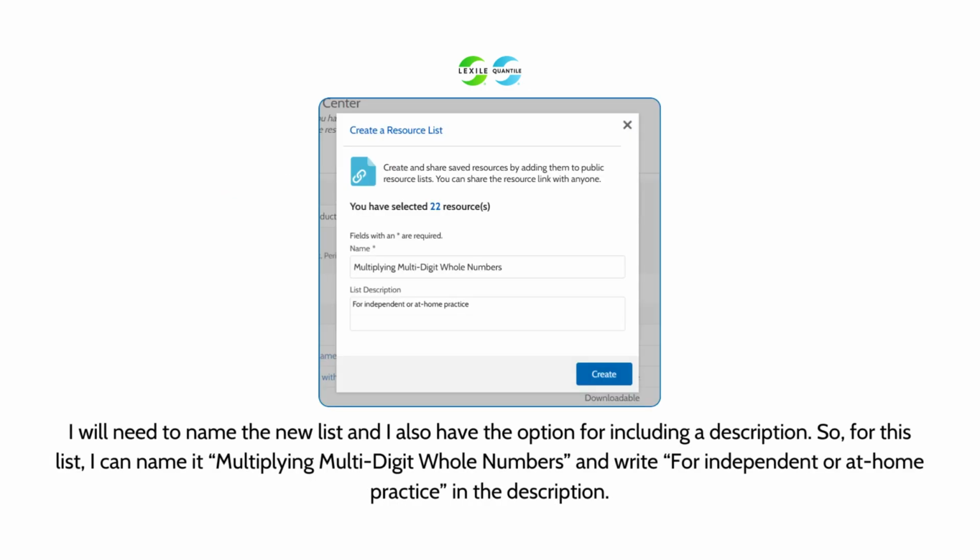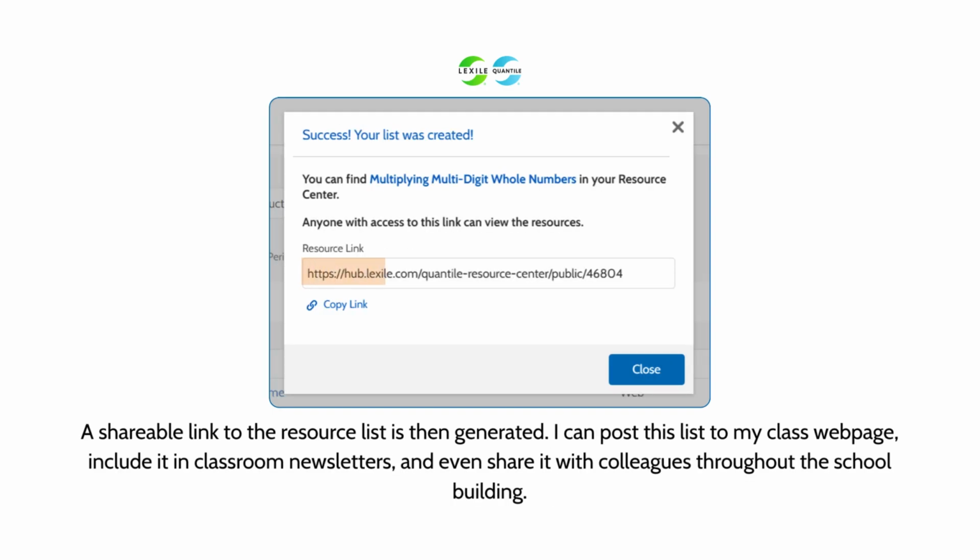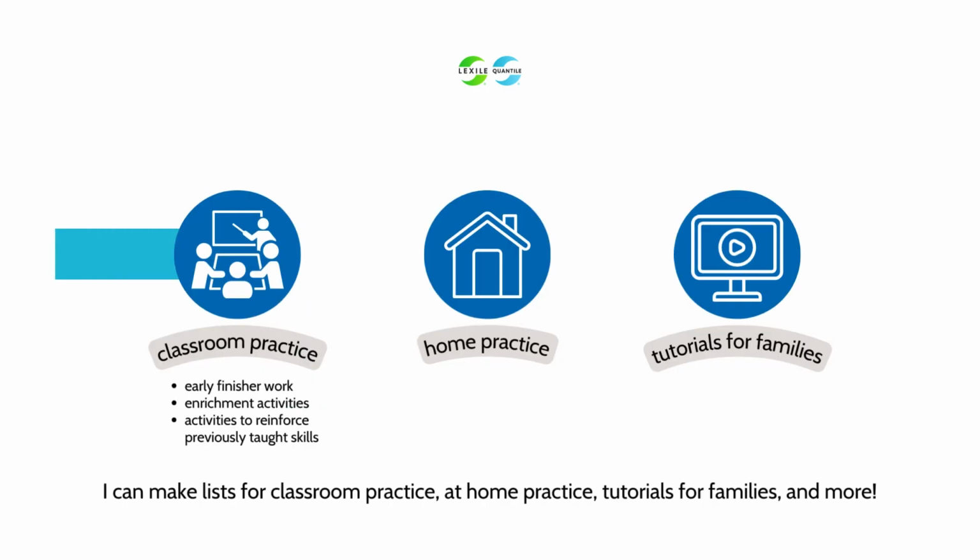I will need to name the new list, and I also have the option for including a description. So, for this list, I can name it Multiplying Multi-Digit Whole Numbers and write for independent or at-home practice in the description. A shareable link to the resource list is then generated. I can post this to my class webpage, include it in classroom newsletters, and even share it with colleagues throughout the school building. I can make lists for classroom practice, at-home practice, tutorials for families, and more.